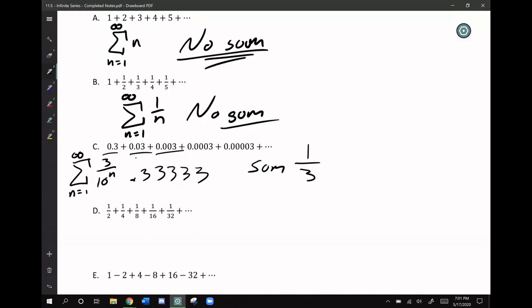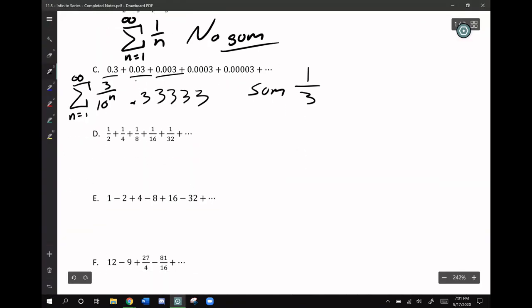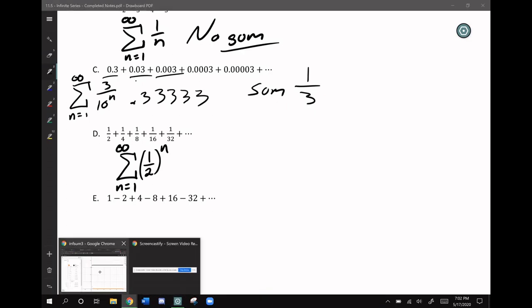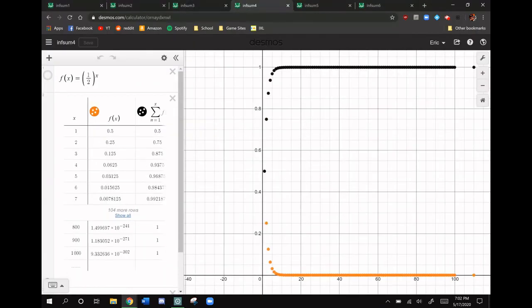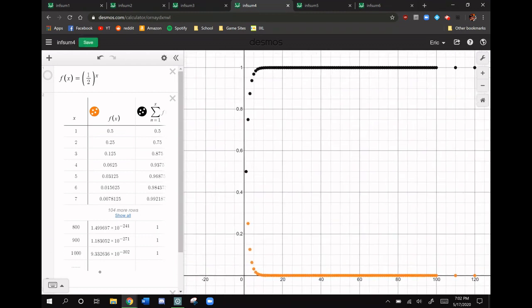Okay. Next one. This one looks pretty familiar. This is actually geometric, which is something we know and love. This is just the sum from n equals 1 to infinity of 1/2 to the n. Let's see if this one has a sum. Over to Desmos we go. All right, this one has a sum of 1, and you can see that each time you take a partial sum, it gets closer and closer to 1.